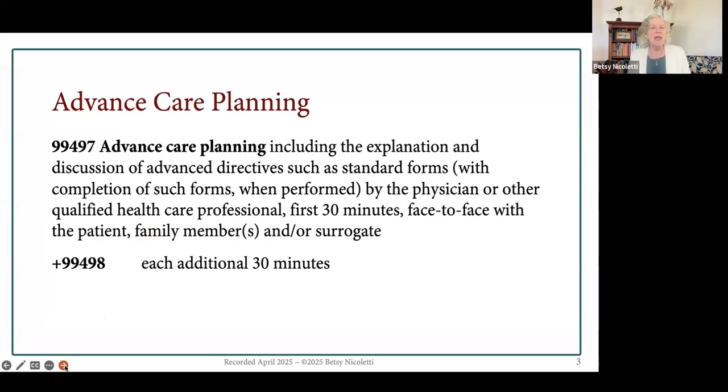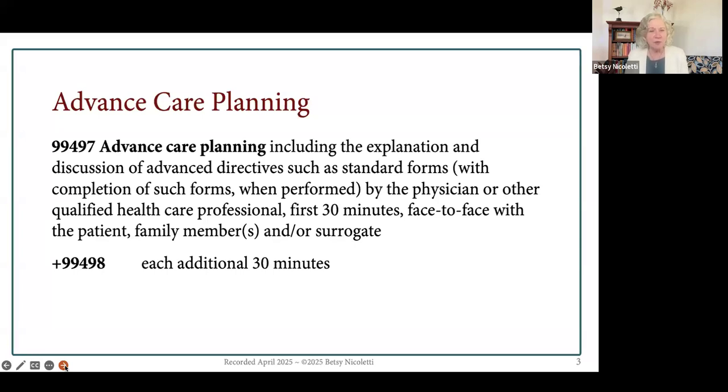So let's get started. Advanced care planning is represented by two service codes, 99497 and an add-on code 99498. They're time-based codes. It includes the explanation and discussion of advanced directives, such as standard forms. Now here it says, with completion of such forms when performed, they are not required to be completed at the time of the advanced care planning. And the MedLearn Matters article states that in plain English.